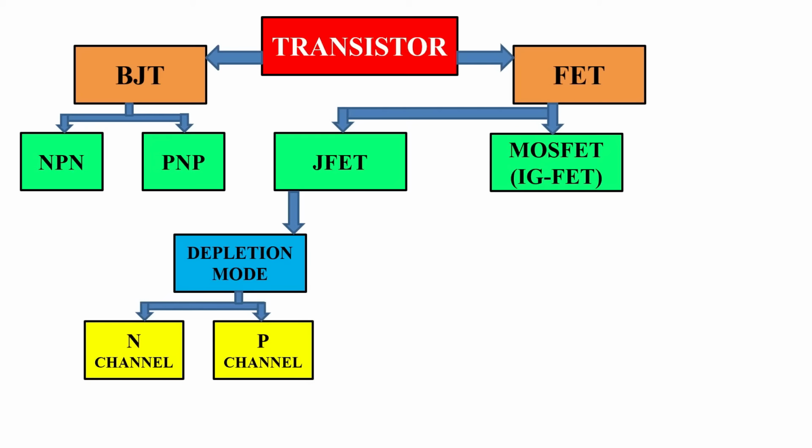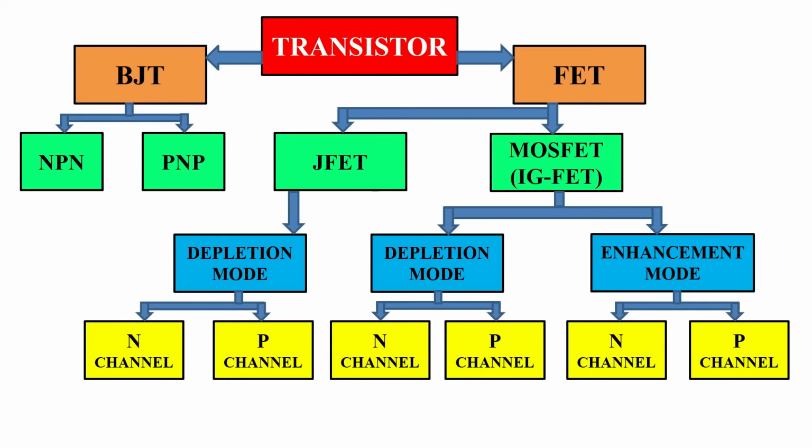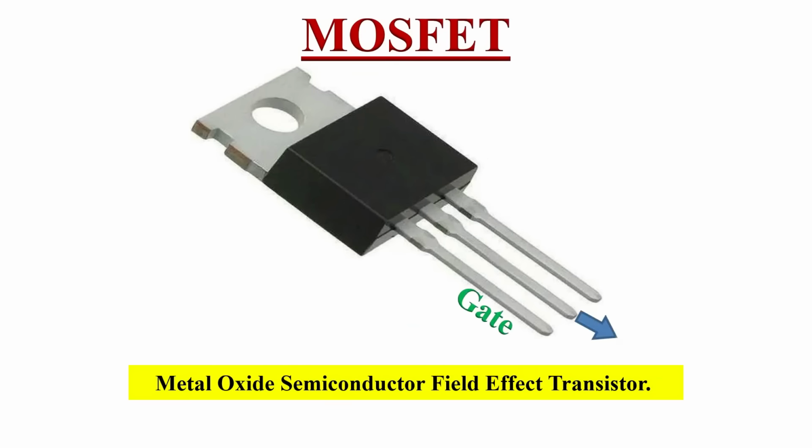So in this video we will focus on MOSFET, metal oxide semiconductor field effect transistor, also called IGFET, insulated gate field effect transistor. MOSFET can be further classified as depletion type and enhancement type MOSFET. Both of these can be either N-channel or P-channel devices. The transistor family tree is shown in this block diagram. We will focus on depletion type MOSFET in this video. MOSFETs have three terminals named as gate, drain and source.